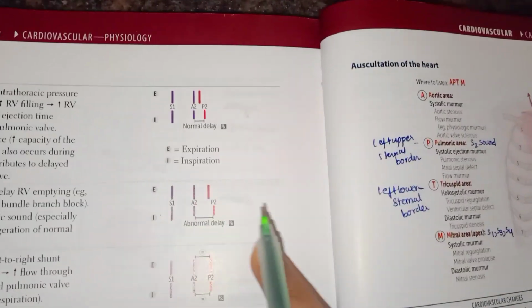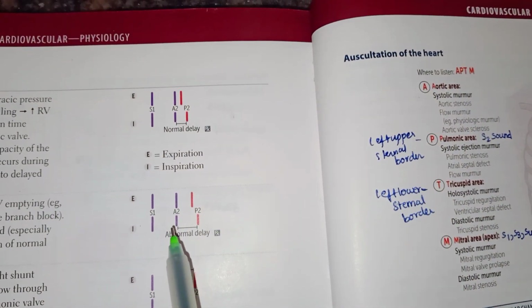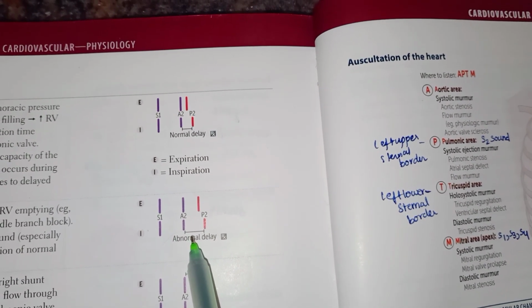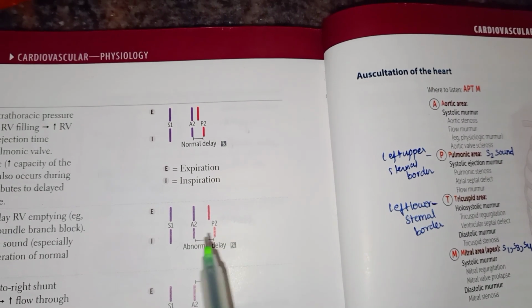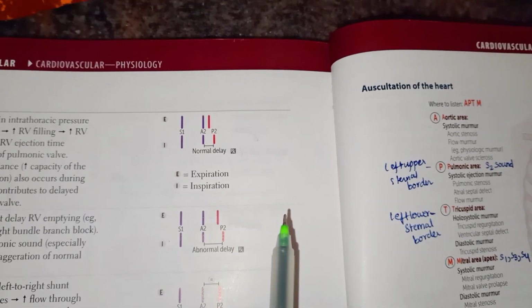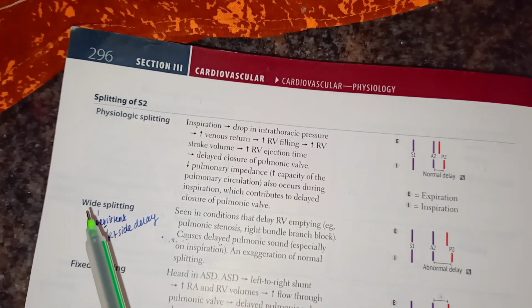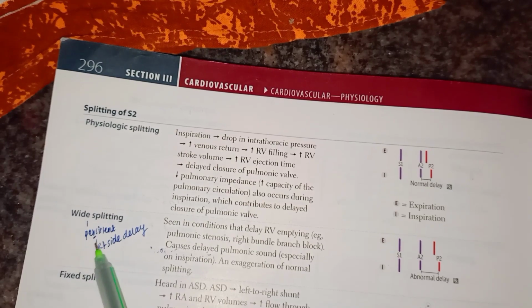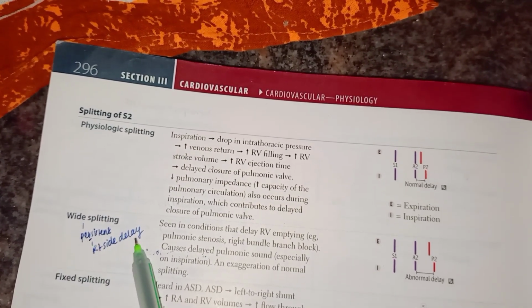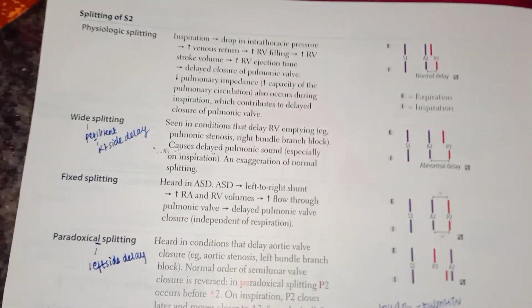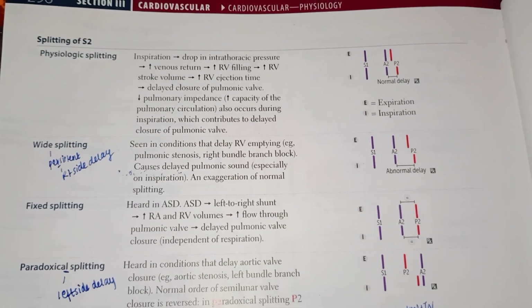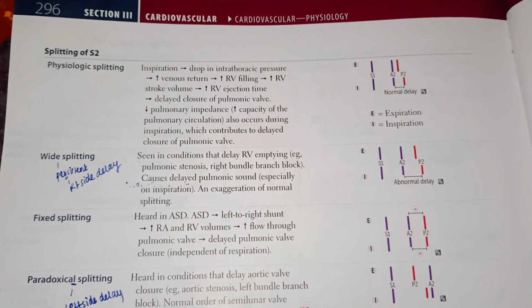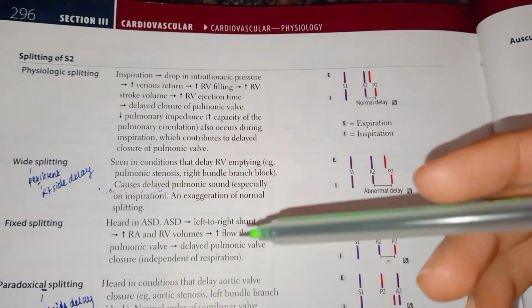Next, coming to wide splitting. In the name itself you can see this is a wide abnormal delay. This is also seen in inspiration, where it is due to delay in right ventricle emptying. So the right ventricle is unable to empty, there is more blood in the right ventricle. How to remember this? Wide splitting is also called persistent splitting. Here R represents right side delay, right ventricle is unable to give blood. Examples are pulmonic stenosis and also right bundle branch block. This causes delayed pulmonic sound, especially in inspiration.